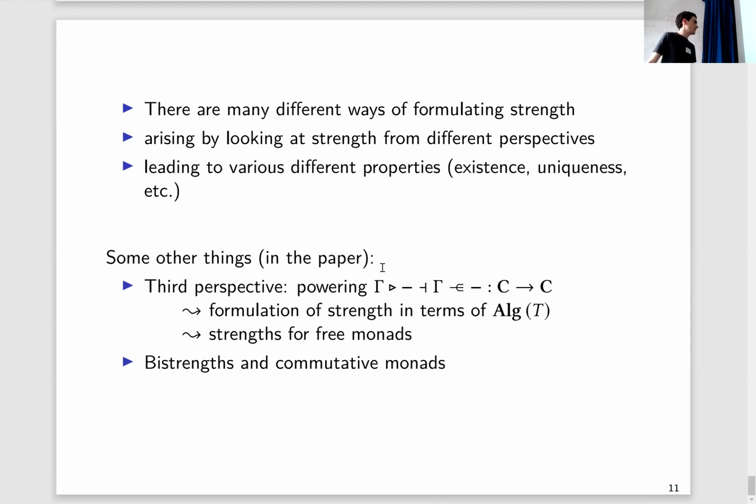In particular, they lead to some story about strong monads and liftings to categories of algebras for the monad, which are quite nice for various things. There's also some story about commutative monads, which I won't explain here, but we have this inside the paper. But that's it. That's all I want to talk about.